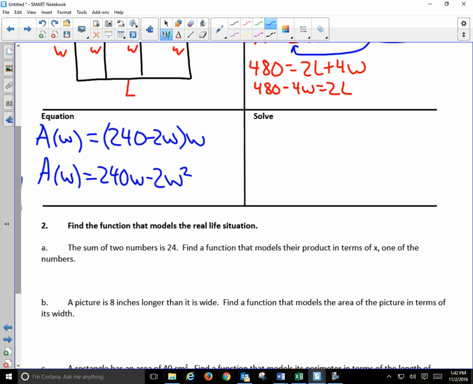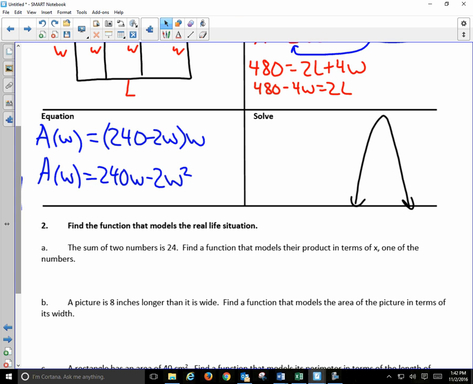I would like to solve that. What am I trying to solve? I'm trying to do what to the area? Maximize it. What shape does that make if I graph it? Right side up or upside down? Does it have a maximum?